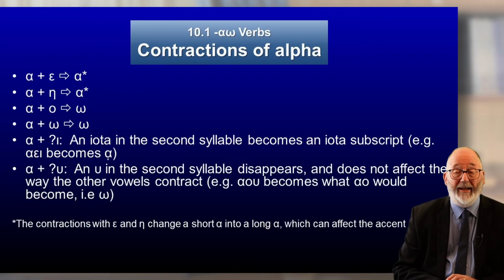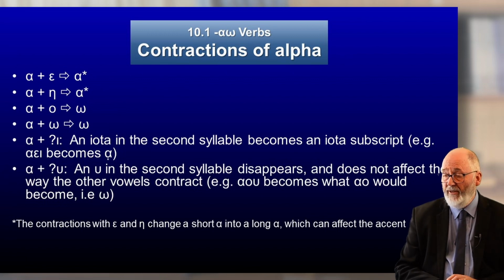And here they are. We have alpha plus epsilon. Well, that becomes alpha. Epsilon is a rather weak sound when compared to alpha. Alpha plus eta becomes alpha. Alpha plus omicron becomes omega. Alpha plus omega becomes omega. And any iota in the second syllable becomes an iota subscript. And furthermore, if there's an upsilon in the second syllable, the upsilon just disappears, doesn't affect the outcome.